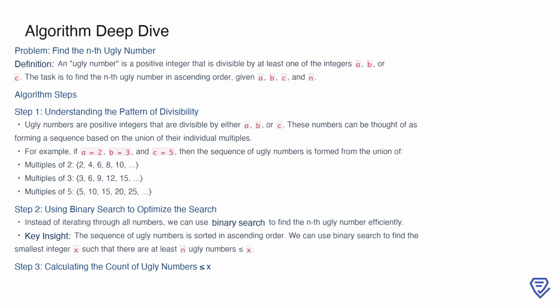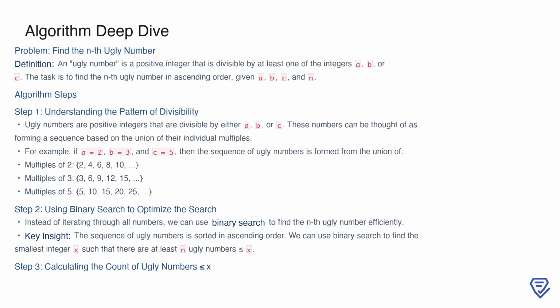This means we combine numbers like 2, 4, 6, 8 from a, 3, 6, 9, 12 from b, and 5, 10, 15, 20 from c. The resulting sequence is sorted in ascending order, and our goal is to efficiently find the nth number in this sequence. Instead of generating all these numbers one by one, we use binary search to optimize the process.